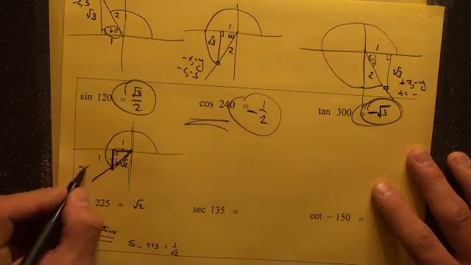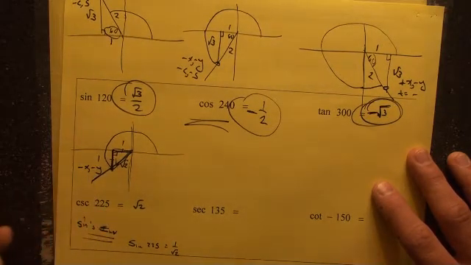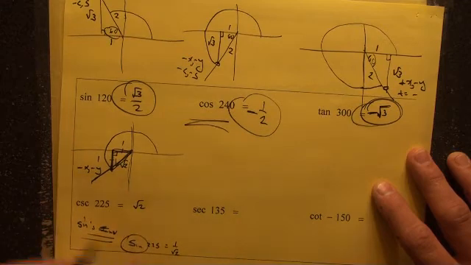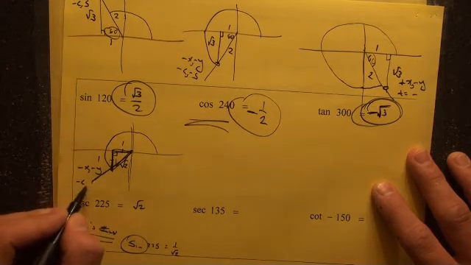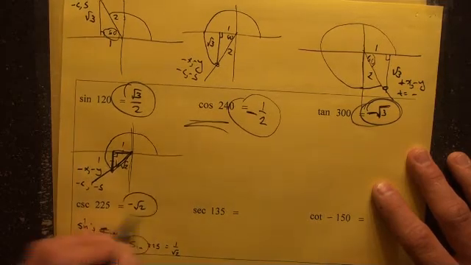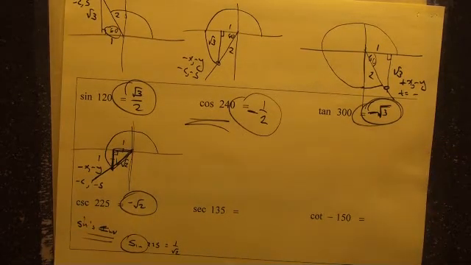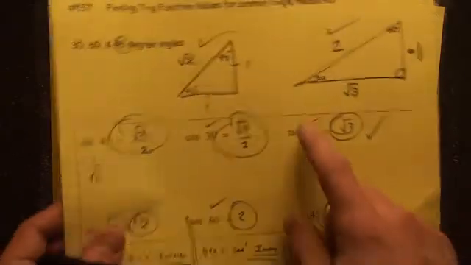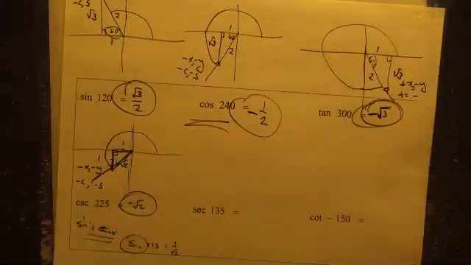Then, how do you get over here? You got to go negative x, negative y. Therefore, negative cosine, negative sine. If sine's negative, cosecant will be negative, so it's negative square root 2. It's really this easy, guys. If you know these, and you know the alphabetical order, you're in good shape.